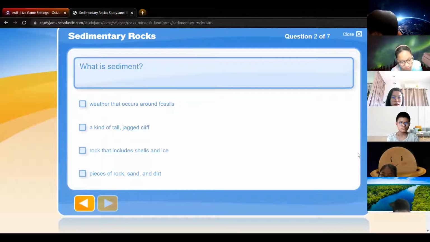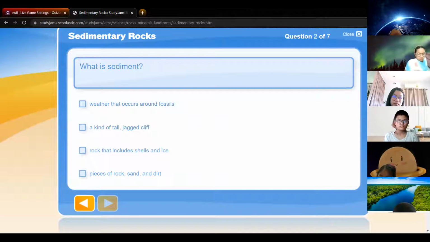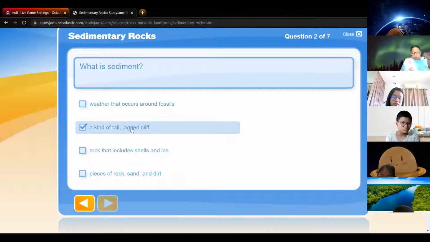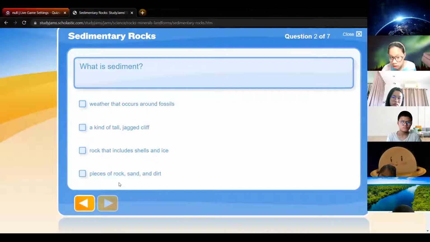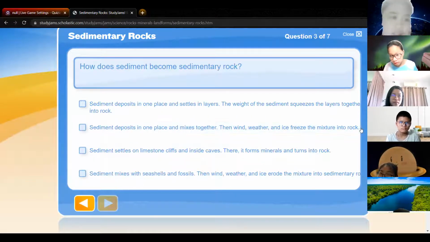Next one, what is sediment? May I ask Purama? Purama, can you tell me what is your answer here? What is a sediment? Weather that occurs around fossils, a kind of tall and jagged cliff, rock that includes shells and ice, or pieces of rock, sand, and dirt. Purama, go ahead. Rock that includes shell and ice. Okay, so we will reveal the answer later on. Let's proceed to the next one.